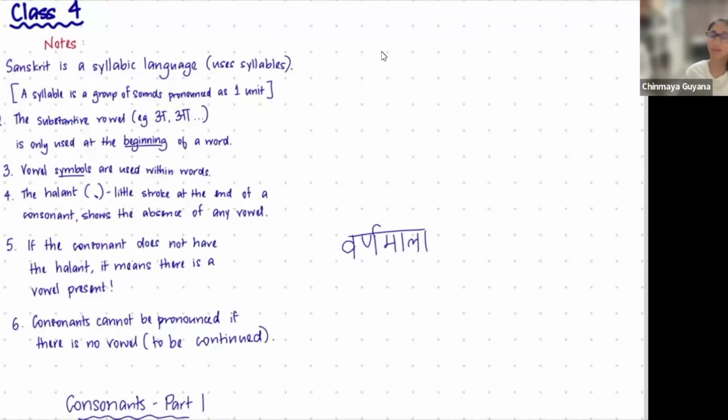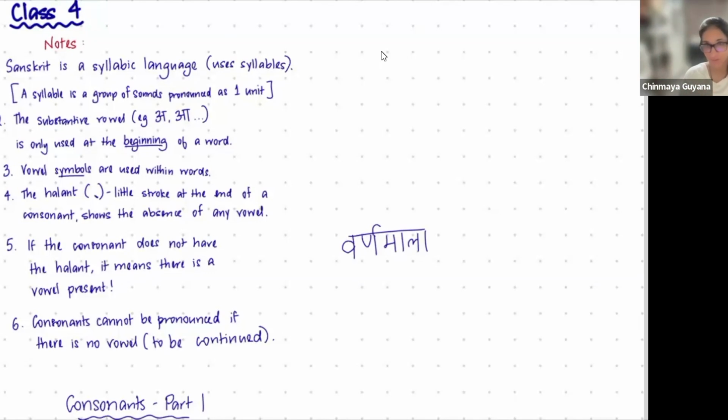Sanskrit is a syllabic language. It uses syllables, and the substantive vowel, A, etc., that we had learned is only used at the beginning of a word. When we use vowels within words, we use their symbol. We don't use the vowel itself.